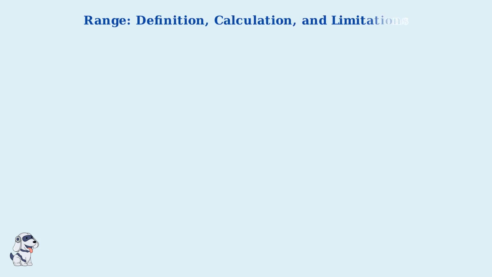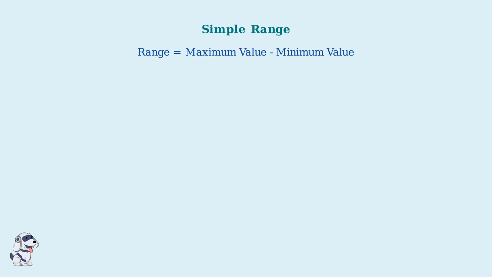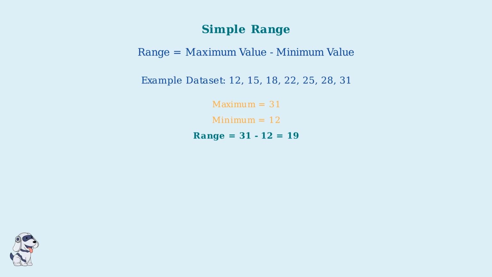Range is one of the simplest measures of dispersion, telling us how spread out our data values are. We'll explore two types of range, the simple range and the interquartile range. The simple range is calculated as the difference between the maximum and minimum values in a dataset. It gives us the total spread of our data. Let's calculate the range for this example dataset. The maximum value is 31, the minimum is 12, so our range is 19 units.